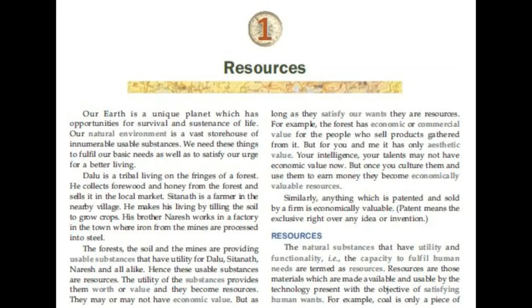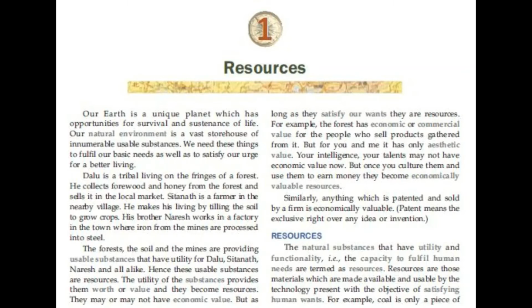They may or may not have economic value, but as long as they satisfy our needs, they are resources. For example, the forest has economic or commercial value for the people who sell products gathered from it. But for you and me, it has only aesthetic value. What does it mean? Aesthetic value means value of beauty. It only satisfies our desire for pleasantness. So your intelligence, your talent may not have economic value now, but once you cultivate them and use them to earn money, they become economically valuable resources.